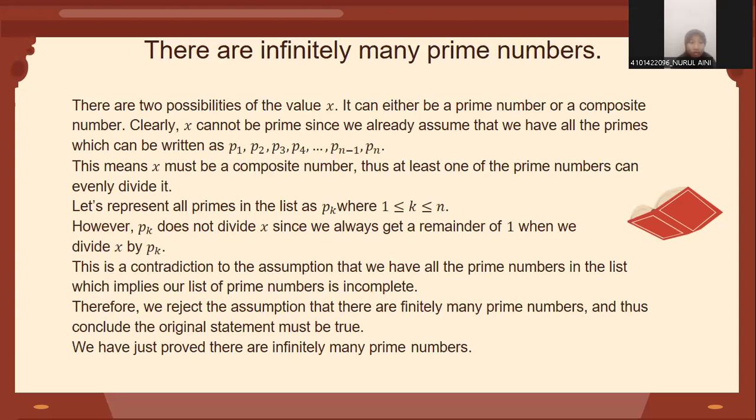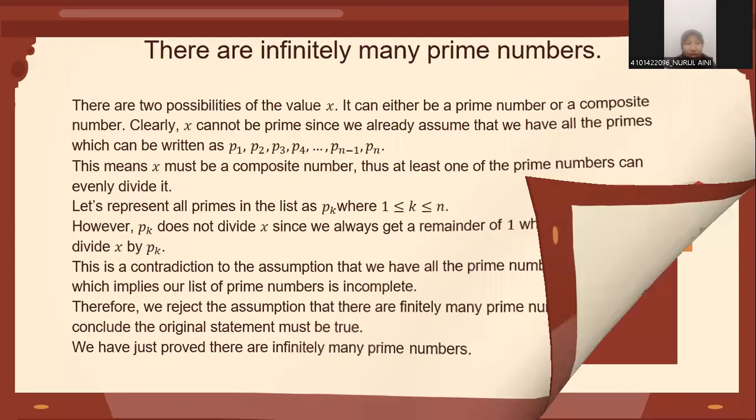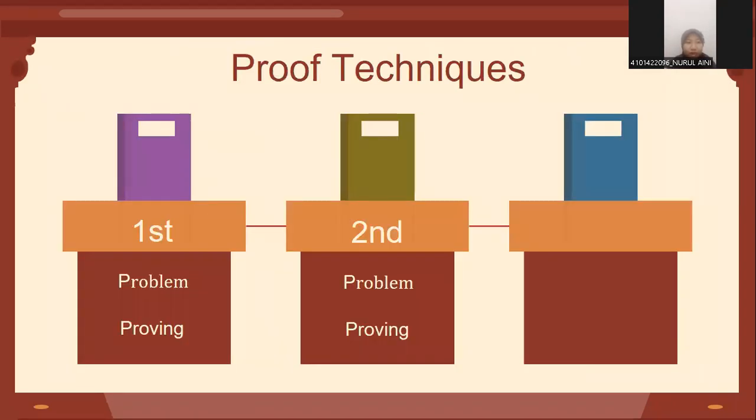This is a contradiction to the assumption that we have all the prime numbers in the list, which implies our list of prime numbers is incomplete. Therefore, we reject the assumption that there are finitely many prime numbers, and thus conclude the original statement must be true. Then now we have just proved there are infinitely many prime numbers. Then we move to the second problem and proving.